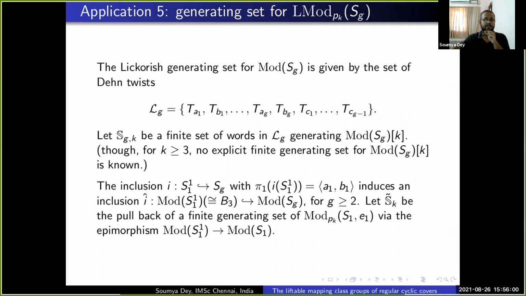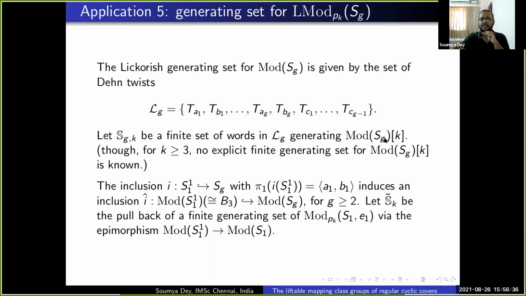The fifth application concerns the generating set for L mod. Lickorish gave a set of generators. This is given by the Dehn twists along the standard set of curves in our surface. Among this, we are getting a finite set, which we are calling SGK. This is basically a generating set for the level K subgroup.